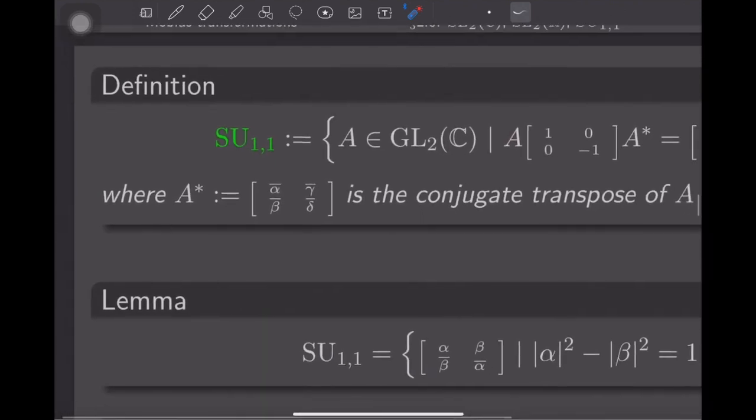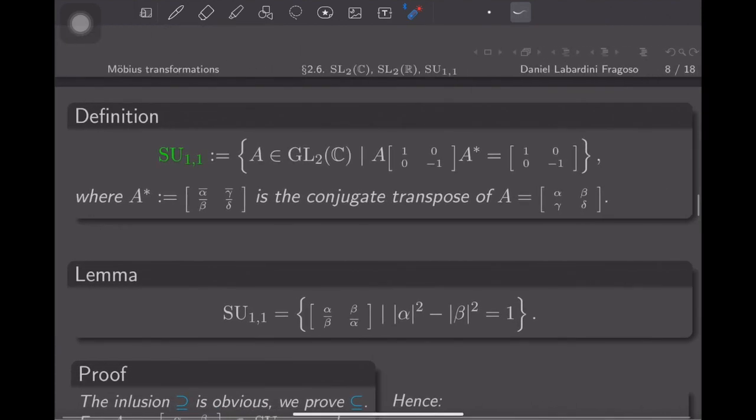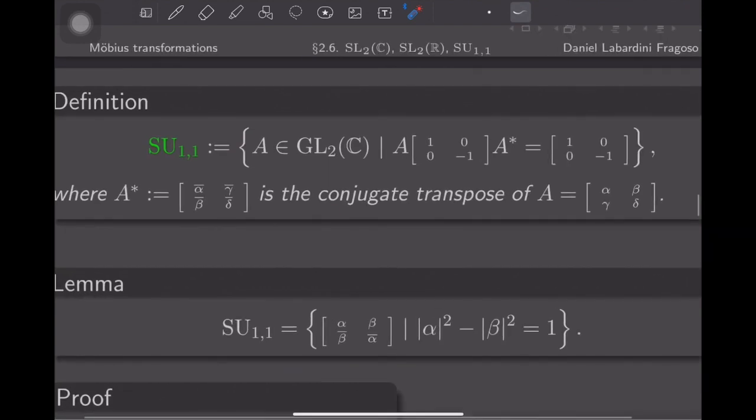And this matrix is the one that appears when one studies complex vector spaces with a Hermitian form. So it's the conjugate transpose: I transpose and I conjugate.